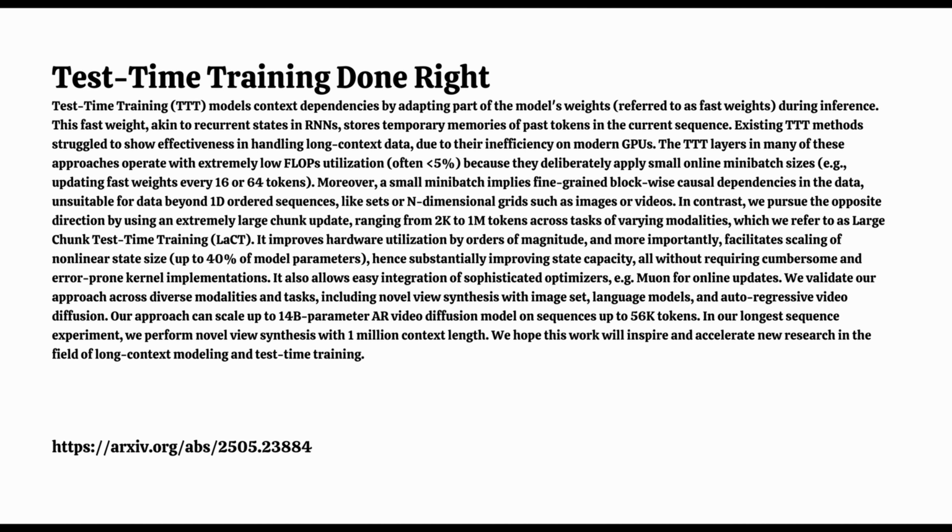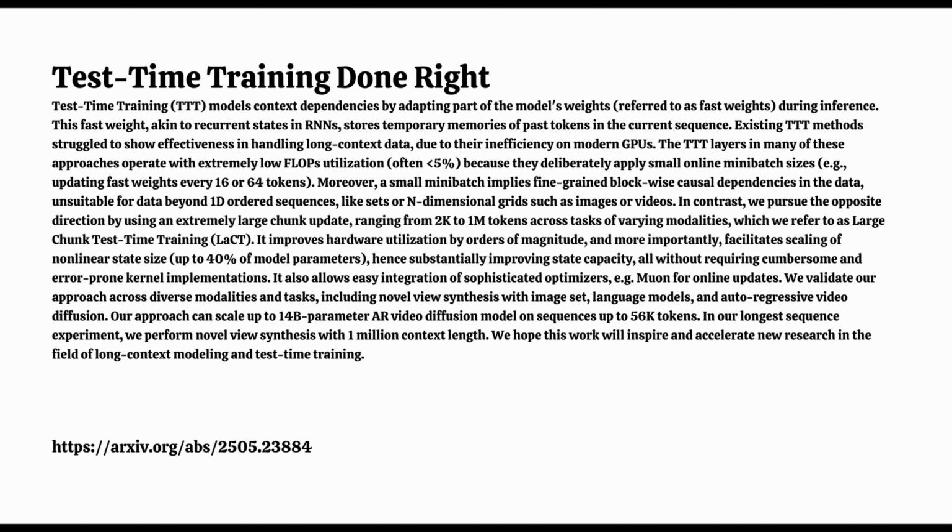How does that change things technically? It's a fundamental shift in scale. We're talking chunks from maybe 2,000 tokens all the way up to 1,000,000 tokens in some of their experiments. Much, much larger. 1,000,000 tokens in one go. Yeah, for certain tasks. And this large chunk approach brings some major technical benefits.